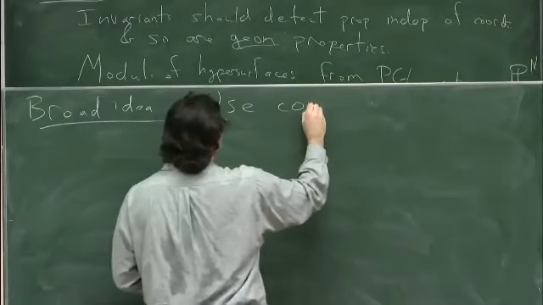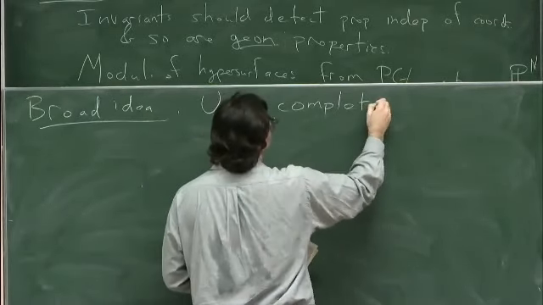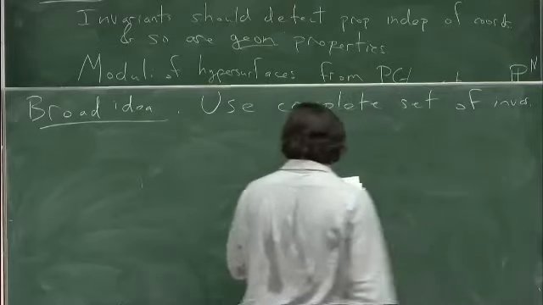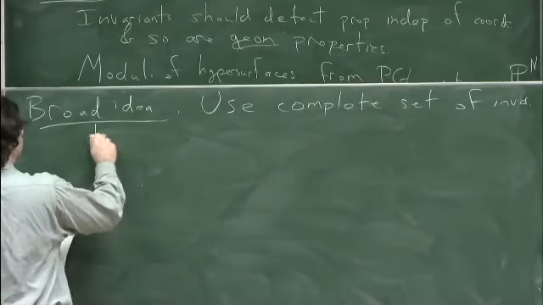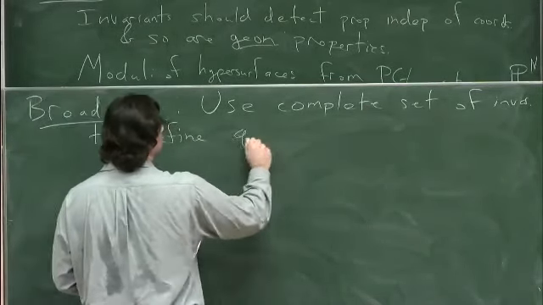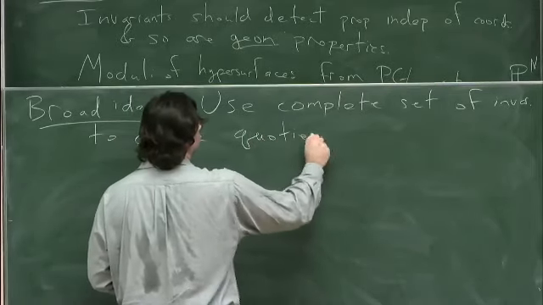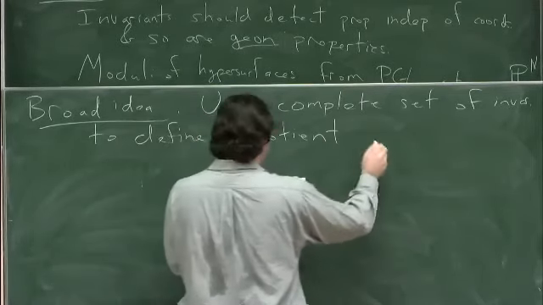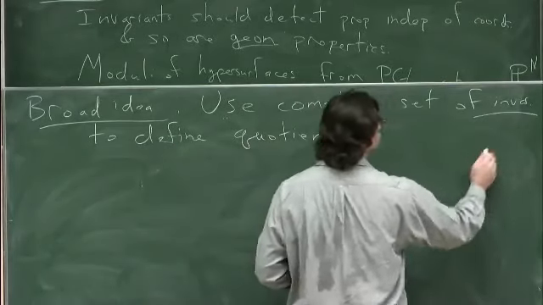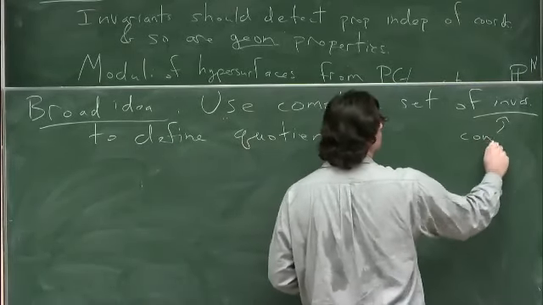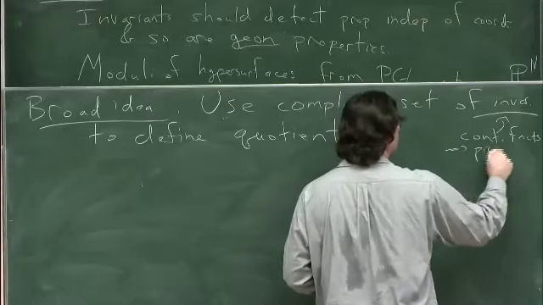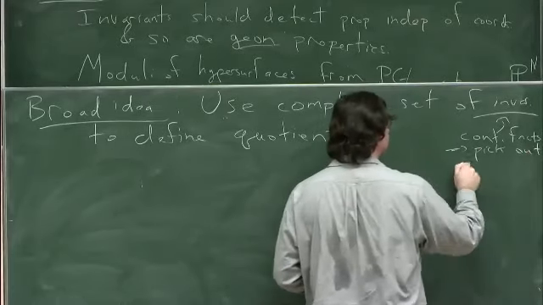Use a complete set of invariants to define a quotient of some sort. Well, what sort do we mean? This is what you have to discuss. And in particular, because we're using invariants, and these are continuous functions, you're picking out closed orbits. Can't stress that enough.